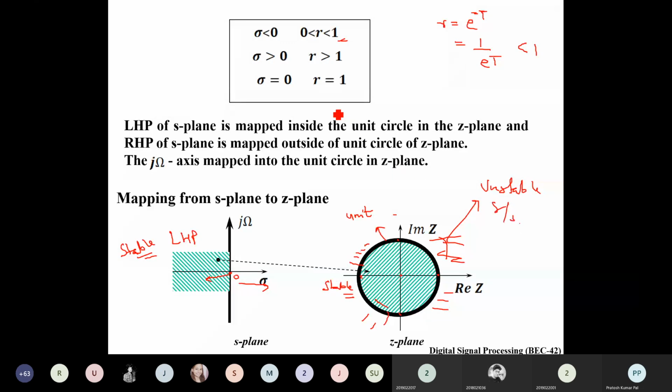Okay, and similarly if we put sigma equals 0, we will get r equals 1. That means this imaginary axis will be replaced by the boundary of the unit circle. So this is how the mapping from the S plane to the Z plane is done in the impulse invariance method.